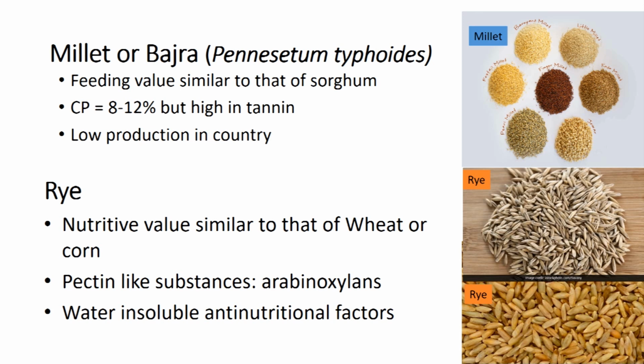Next is rye. Rye has a nutritive value similar to that of wheat or corn. It also contains pectin-like substances, arabinoxylans, like in the case of wheat. So water insoluble anti-nutritional factors are present in rye. That's why its feeding value is not as good as in the case of wheat or corn. Because of these anti-nutritional factors, we have to restrict the total amount of rye given in the ration.